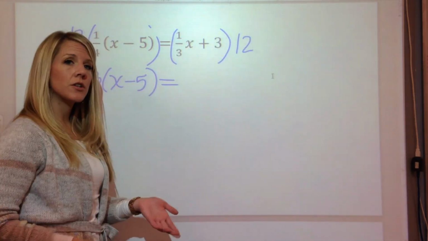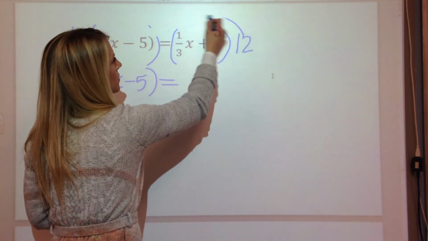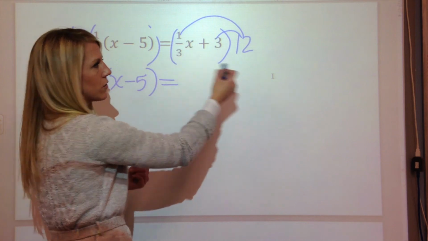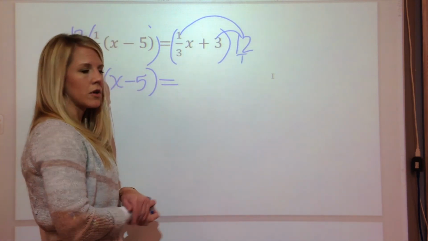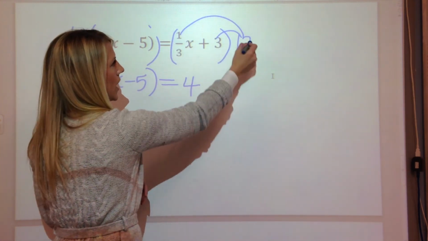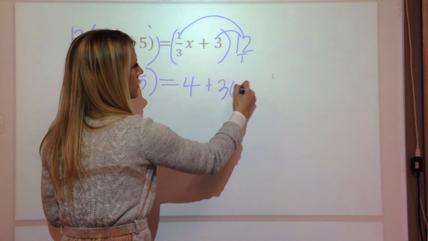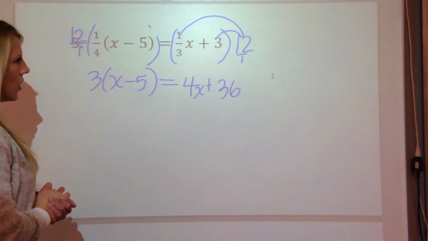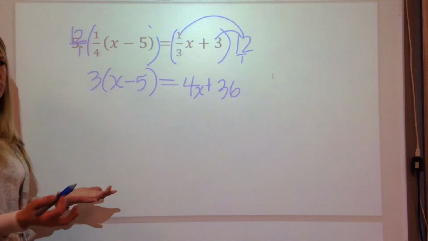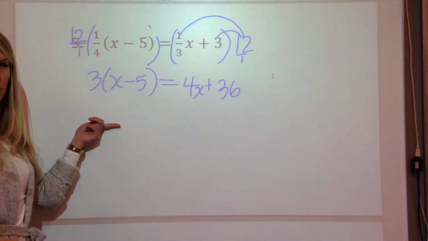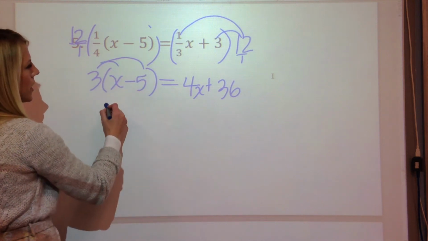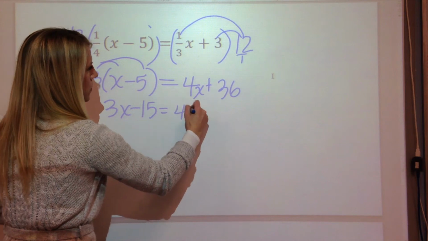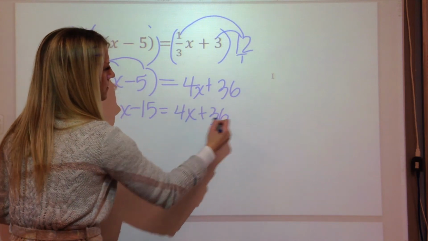So again, I've created the distributive property again here. So 12 times 1/3, or 12 times 1 is 12 over 3 times 1, so 12 divided by 3 is 4, and 12 times 3 is 36. Okay, and that should be an x there because it's 1/3 x. Okay, so now, nice easy problem again, I just got to do the distributive property one more time. 3x, 3 times x, 3 times negative 5, equals 4x plus 36.